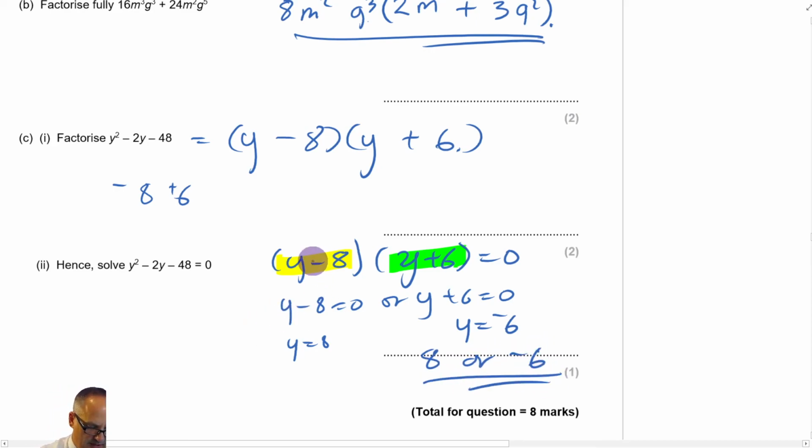Okay, let's run through that again. Something times something must be 0, one of them must be 0. That's all that can happen. And then you just care about doing the rest of the question.